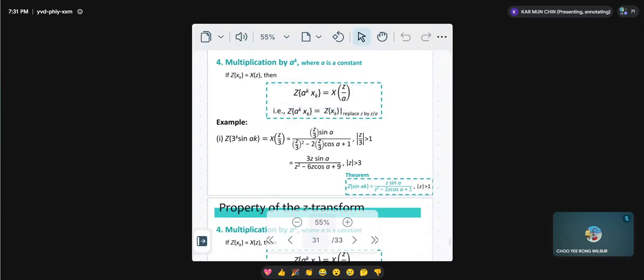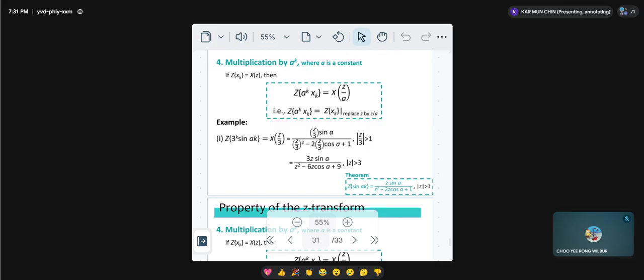If you z transform a^k x(k), you will get the z transform of x(k) with your z replaced by z over a. So this is what that means. If you want to do the z transform of a^k x(k), previously you don't have this, right? You only have x(k). So you will get the z transform of x(k), and your z will be replaced by z over a. Okay, so look at this question.